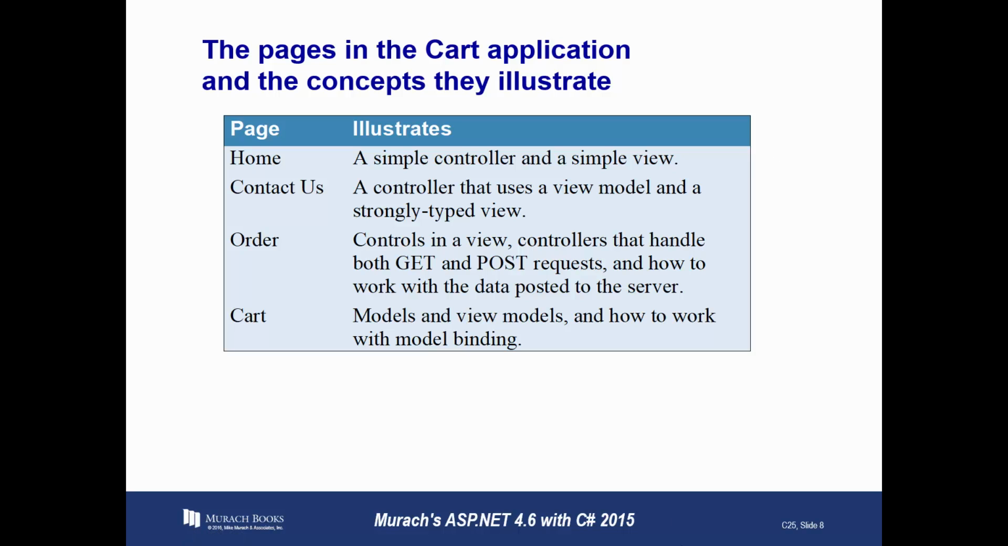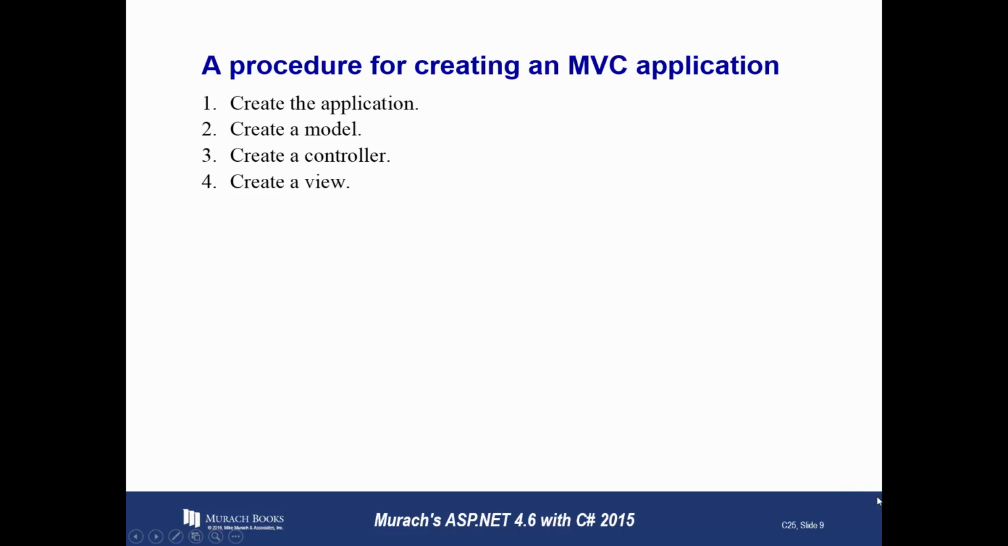And finally, we've got our cart, which has our models and our view models and how to work with model binding. So this is what's going to be demonstrated in here. So again, this is the 4-step process. You only do step 1 once. You do steps 2, 3, and 4. Model, controller, view, model, controller, view, model, controller, view. And you do those as many times as necessary as you're building your application.